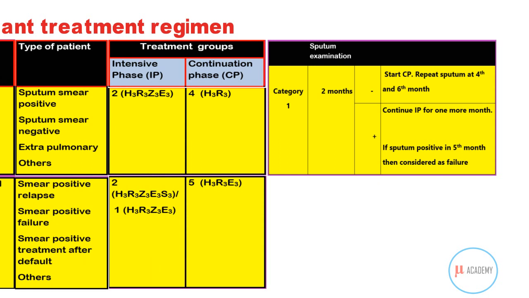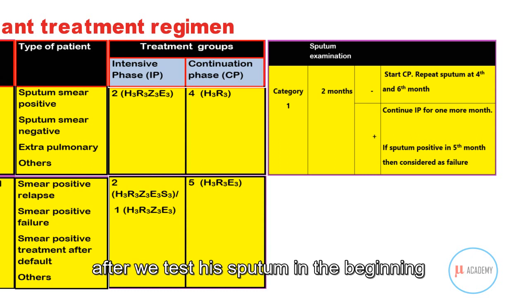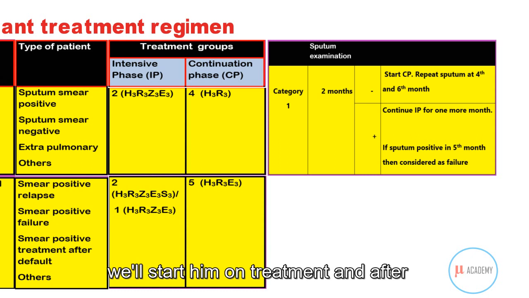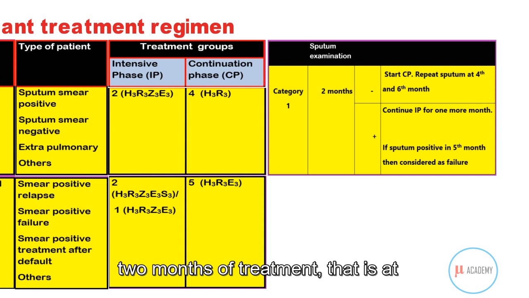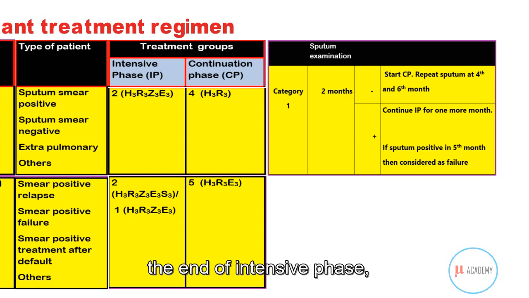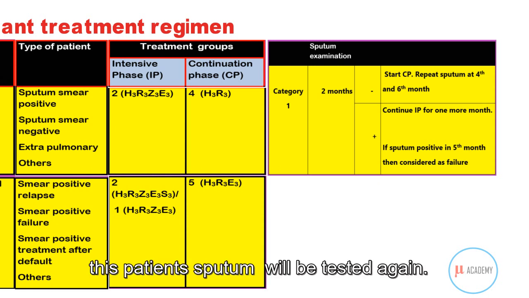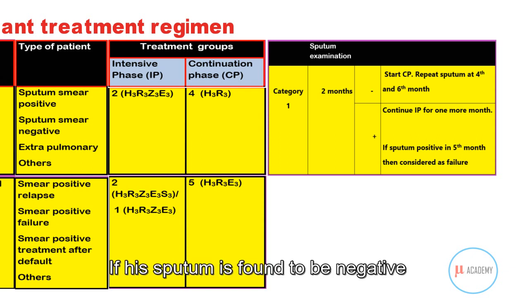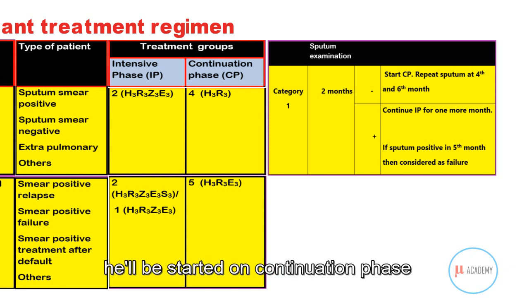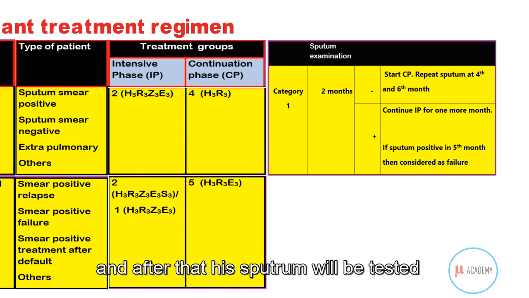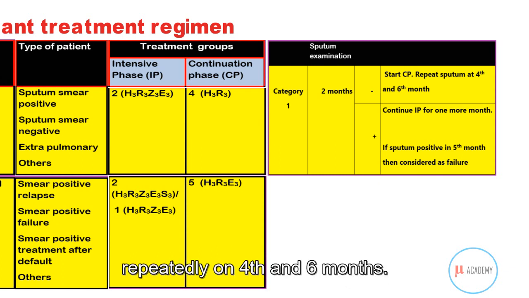In the case of category 1, after we test his sputum in the beginning, we'll start him on treatment, and after 2 months of treatment, that is at the end of intensive phase, this patient's sputum will be tested again. If his sputum is found to be negative, he will be started on the continuation phase, and after that his sputum will be tested repeatedly at the 4th and 6th months.